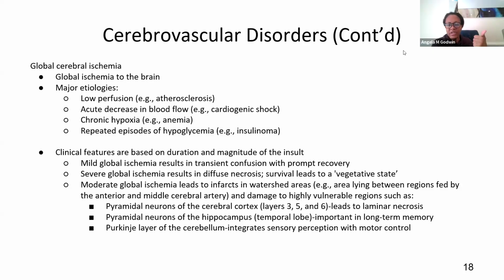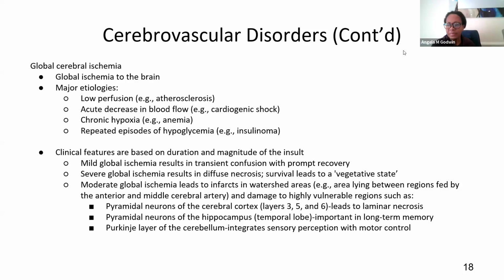Of course, the obvious ones, cardiogenic shock, right? But even someone who has uncontrolled diabetes, so repeated episodes of hypoglycemia, think about my type 1 patients with diabetes, how that affects their brain. So I wanted you to think about not just strokes in itself, but all forms of global cerebral ischemia and how that can affect someone's brain functioning, and even something like anemia and hypoglycemia can cause global ischemia.